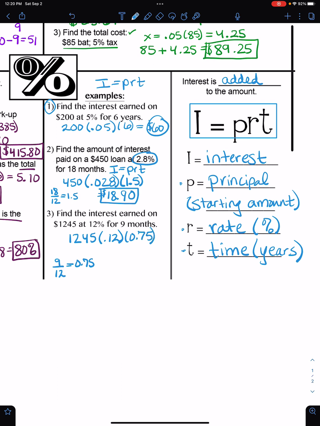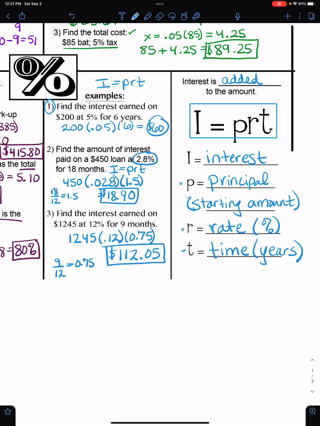Now in my calculator, I do 1,245 times 0.12 times 0.75, the number of years, and I get $112.05 is how much you would earn if you took $1,245, put it in a savings account that earns 12%, and left it there for 9 months.